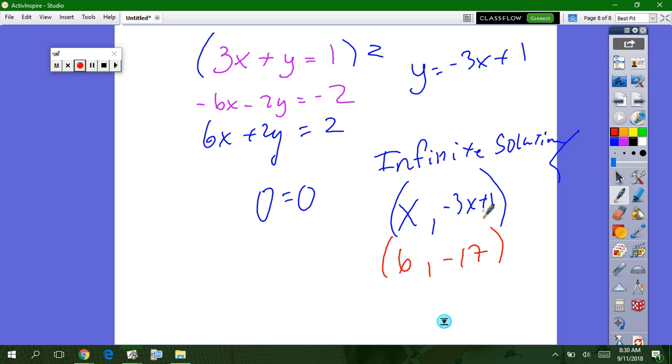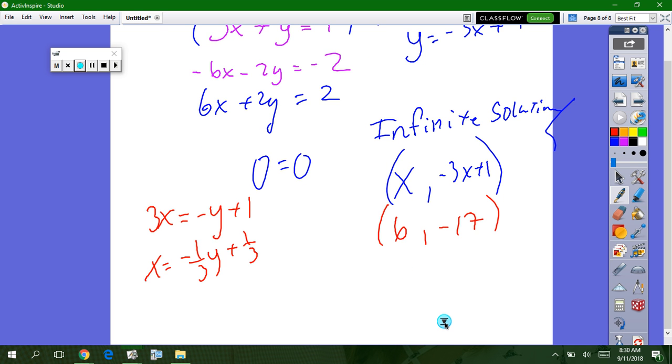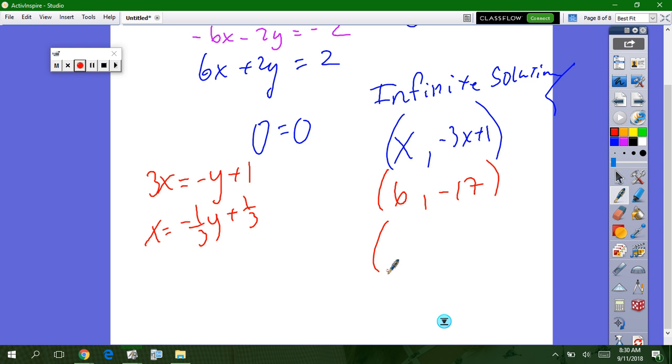Is this the only solution I have? I could do it solving for x. So meaning, let's actually get x by himself here. So I have 3x equals negative y plus 1. Divide, negative a third y plus a third, if you'll notice that. Okay, so what if I wanted to use that equation instead? Notice I would say, okay, y is the value I'm going to plug in, and I would have negative a third y plus a third.